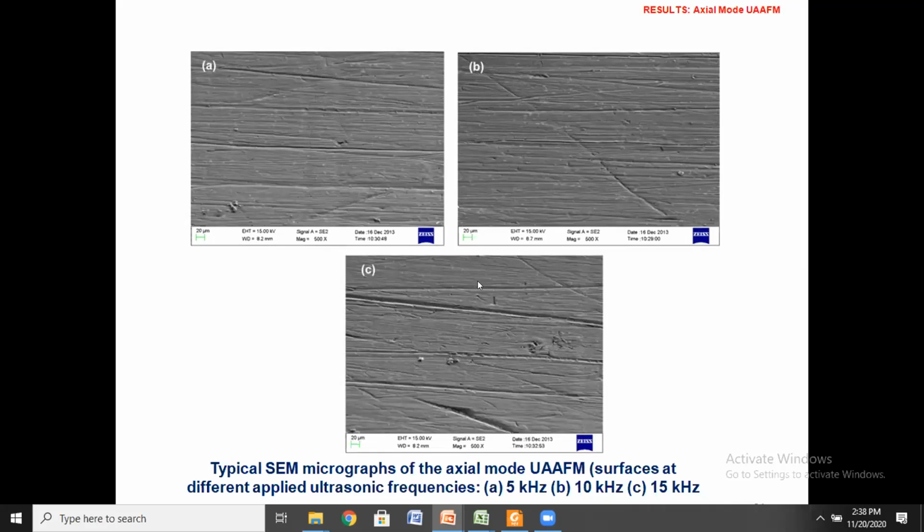If you see with the naked eye, you will find some mirror image. But if you zoom it, probably you will look into the machining layouts, machining flaws, etc. Means what are the machining directions, the abrasive direction, etc., and the deep scratches. Probably you will look.